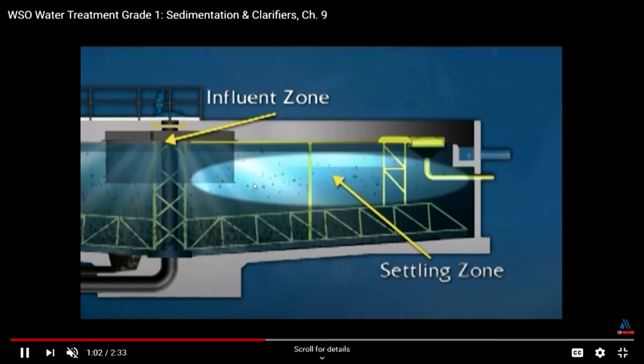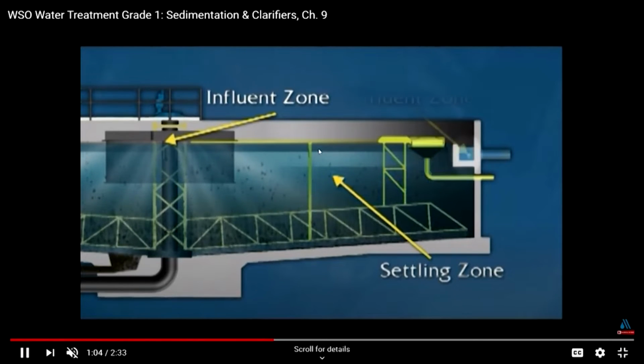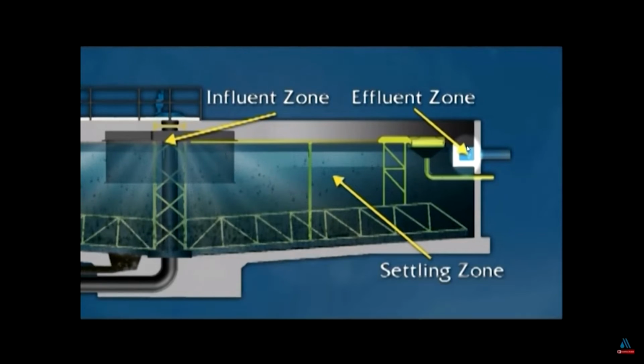This is where some particles are going to settle down as the water flows radially from the center towards the effluent zone. In the effluent zone, the design has to be such that the particles that have settled out are not carried over into the effluent. So, that is something to keep in mind.